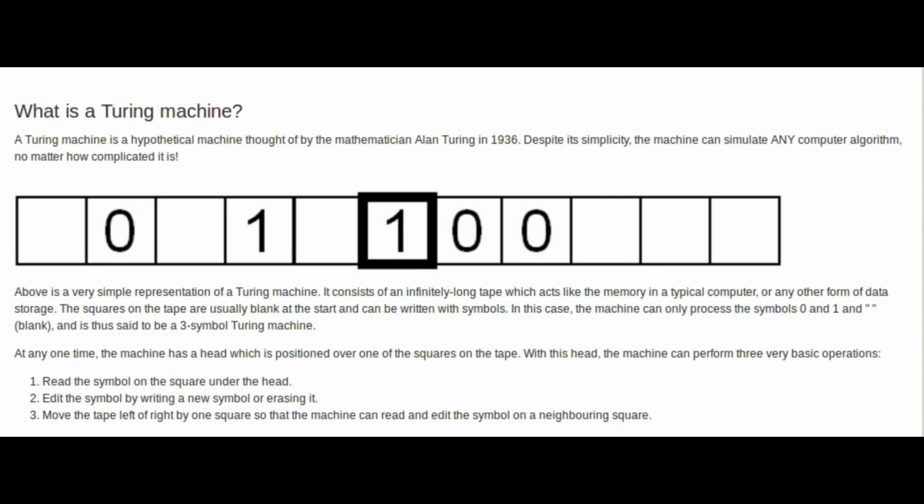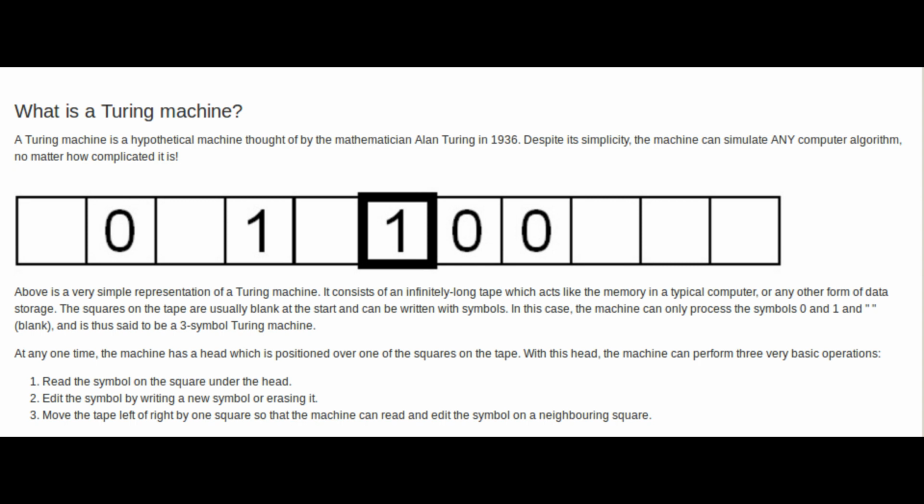Just so you guys know, I'm not a complete expert in this topic. I just wanted to talk about this at a basic level for the layman, so they could understand some basic concepts on this, because it's a very simple concept: Turing machines and Turing completeness.